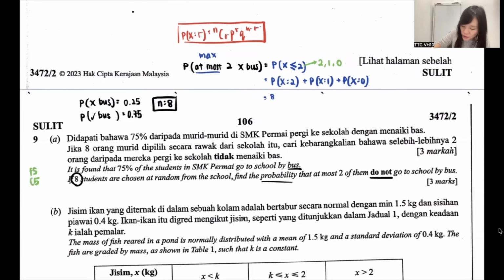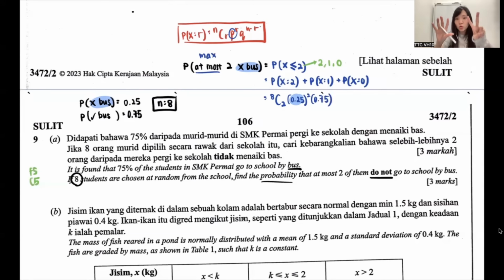So out of 8 people, 2 of them do not go by bus. So what is success now? What does the P stand for? Probability of success. The probability of success is not going by bus, because now you're asking me do not go by bus. So do not go by bus is success. Please put probability of success here, 0.25 power 2. Probability of failure, 0.75.